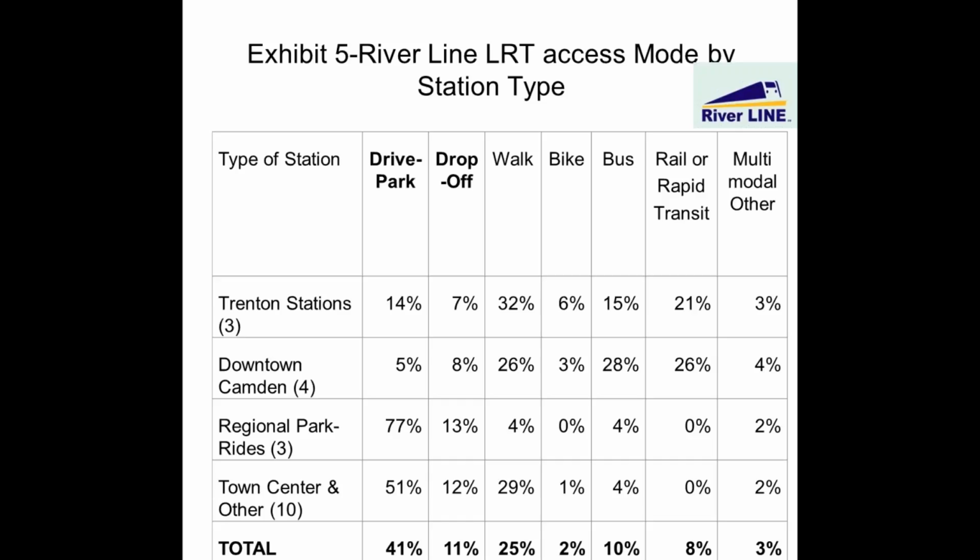Regional park and rides are by definition more drive and park. You can see the 77% drive and park. And town center stations, which have been targeted for transit-oriented development, are kind of a mixture in between, with some park and ride, some walk, and some transit. And again, it shows the variation that happens even on one line. This line happens to be about 20, 30 miles long.